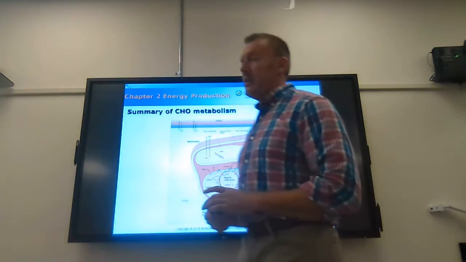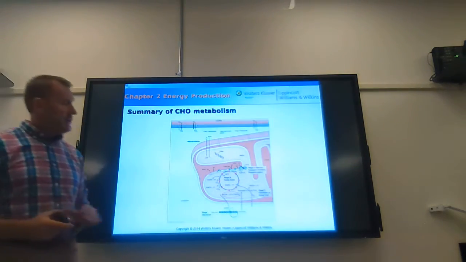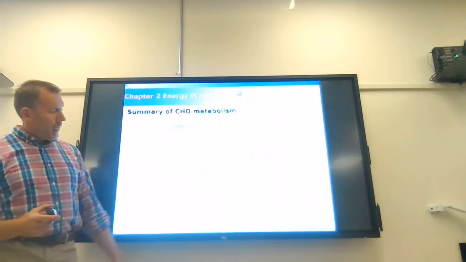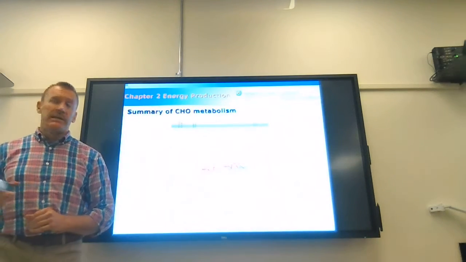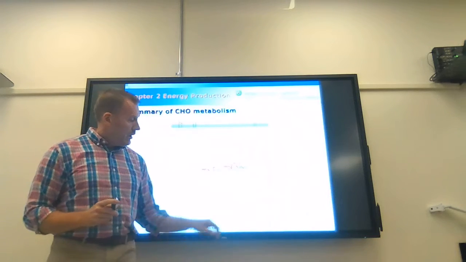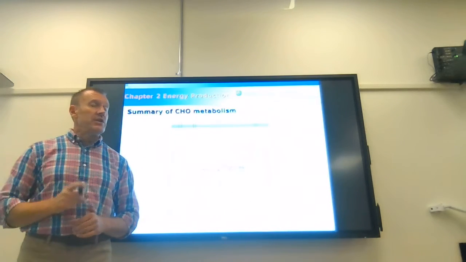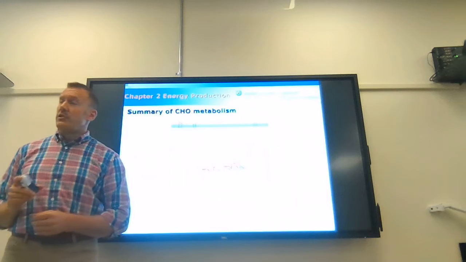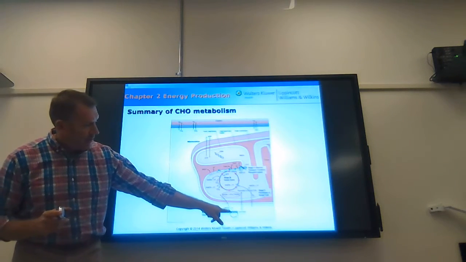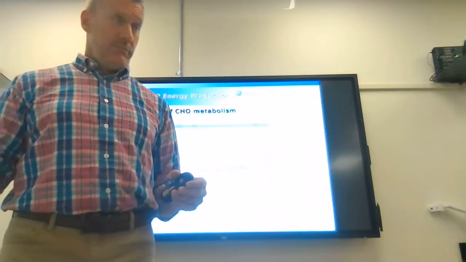Okay, so summary of carbohydrate metabolism. First thing, I want to direct your attention to where I've circled this right here. We go through glycolysis. We break down glucose to 2 molecules of pyruvate. That's a 10-step process. When we have sufficient oxygen, pyruvate is shuttled into the mitochondria. Now, in step 6, you see how there's a little arrow going from step 6, we make 2 NADH plus a hydrogen ion.